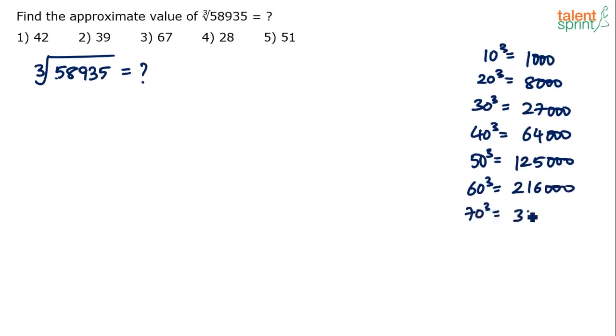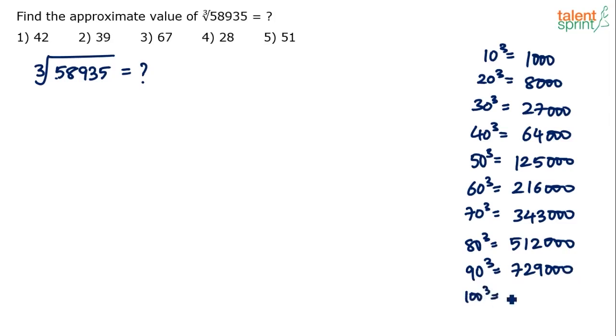70 cube will be 3,43,000. 80 cube will be 5,12,000. 90 cube will be 7,29,000. And then 100 cube you all know is 10 lakhs, right? So these are the cubes that we all know, right? The cubes of 1 to 10 are something that you all would be aware of. Then the cubes of 10, 20, 30, 40 and so on.